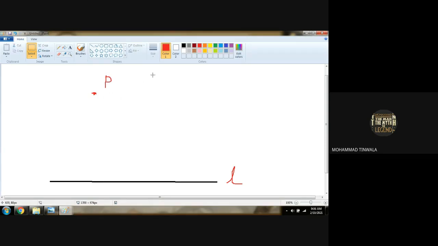Okay, point P outside line L. Okay, boys. Now to construct this, we have to take any point on line L. Let point Q be over here. We will take point Q on this line and join P and Q. Now we have to construct a parallel line from point P.